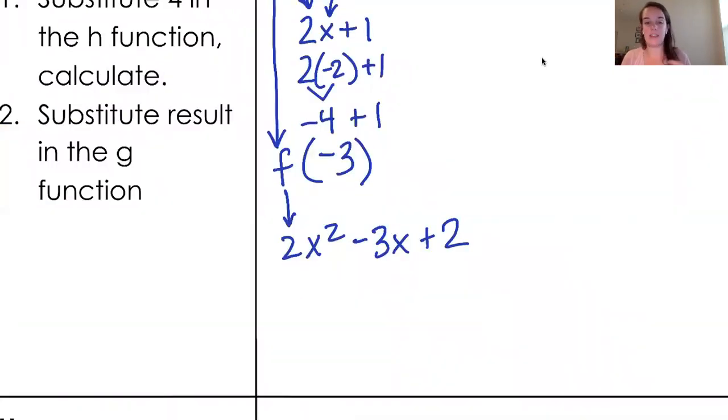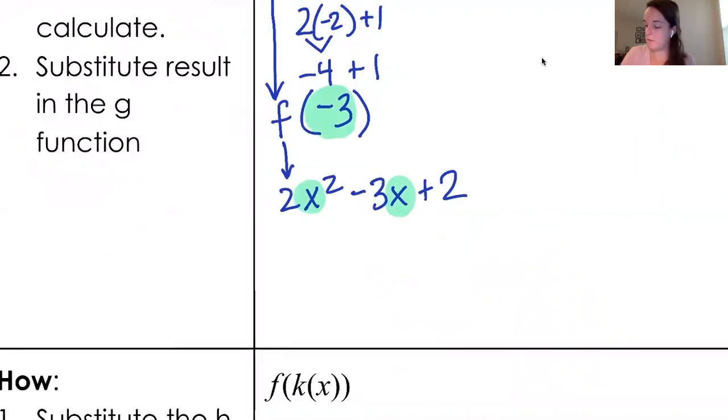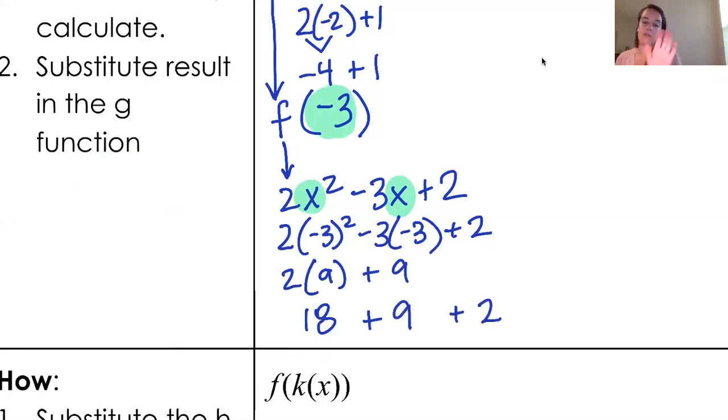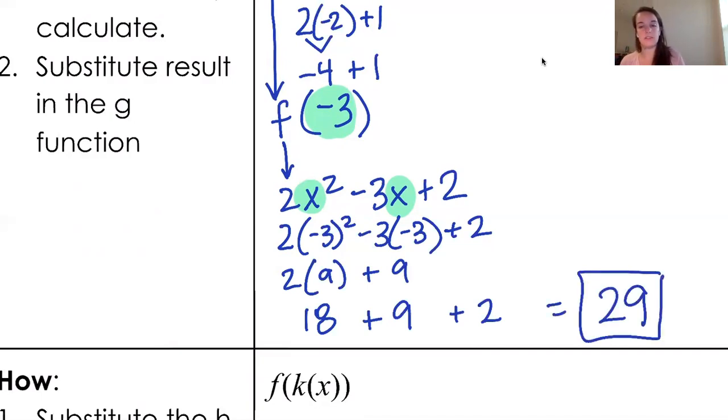And here, since I see that there is an x in two different places, I'm going to put the -3 in both of those places, right? So I would have 2 times -3 squared minus 3 times -3 plus 2. I'm going to go about simplifying, doing my most powerful things first. So -3 squared would make 9. This times 2 would be 18. The next term is -3 times -3, which would be +9. And I'm going to add 2. 18 plus 9 is 27, plus 2 would be 29. Go ahead and double check your work, see if it's the same thing as mine.